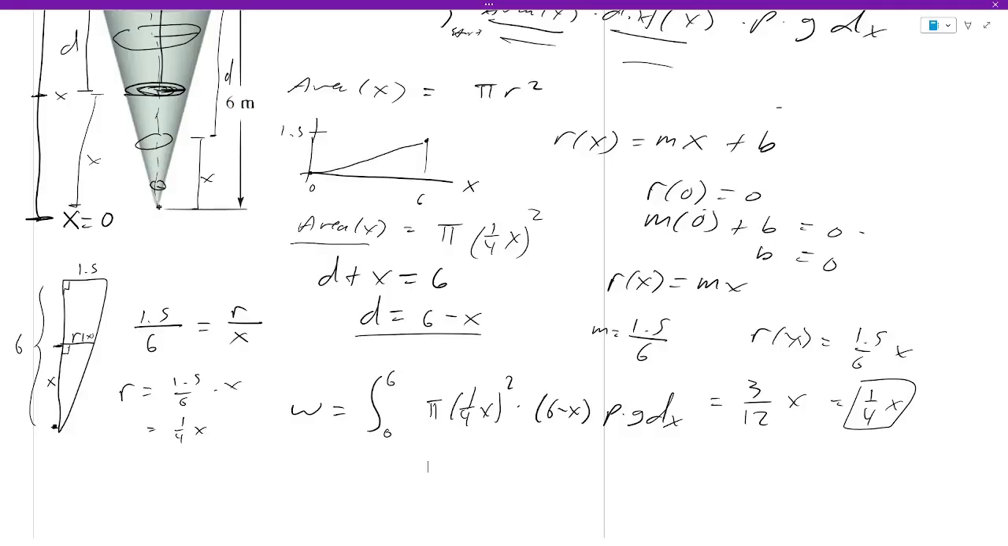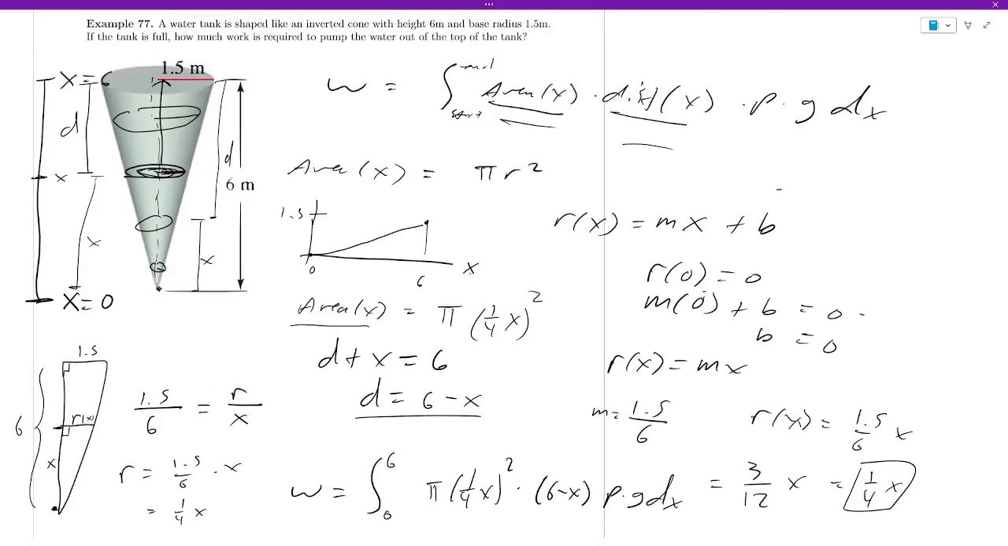Okay, so that is pumping, and just remember the main thing you have to find is what's the area function, what's the distance function. That's the only real hard part. So that's pumping problems.